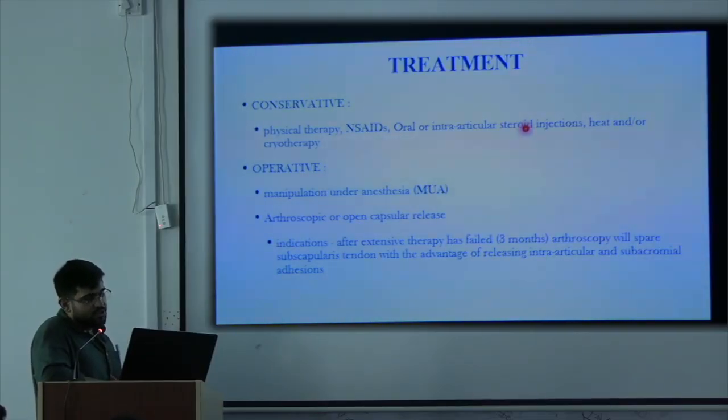So what are the indications of arthroscopic release? It is when we have already tried extensive therapy and it has failed after 3 months of therapy. Arthroscopy will spare the subscapularis tendon with the advantage of releasing intra-articular and subacromial adhesions.